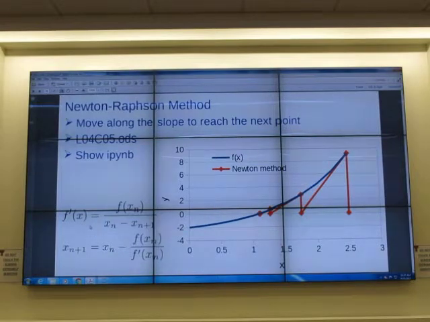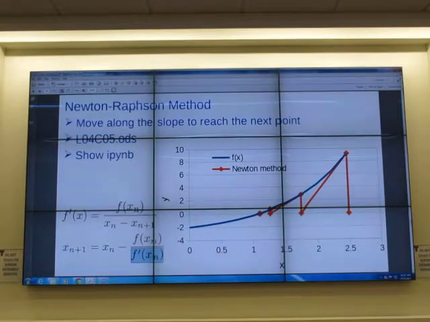Alright, we rearrange a little bit, we get this formula. Very powerful. xn plus 1 equals xn minus f(xn) divided by f prime of xn. f prime of xn is the slope at xn.